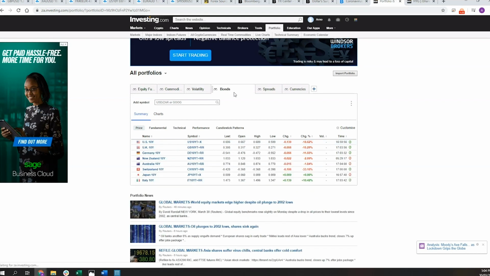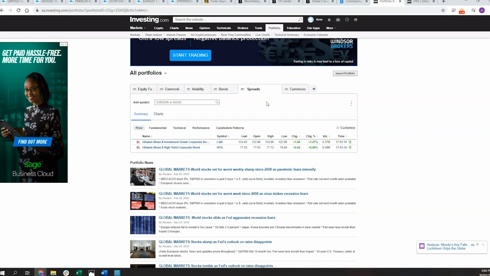Then at bonds, we also have all of the normal bonds that we have on the TradingView charts as well. In terms of spreads, the ones that I like to look at are the LQD and HYG. These are ETFs. LQD is the investment grade corporate bonds, and then the HYG is the high yield corporate bonds. So also look at those two.